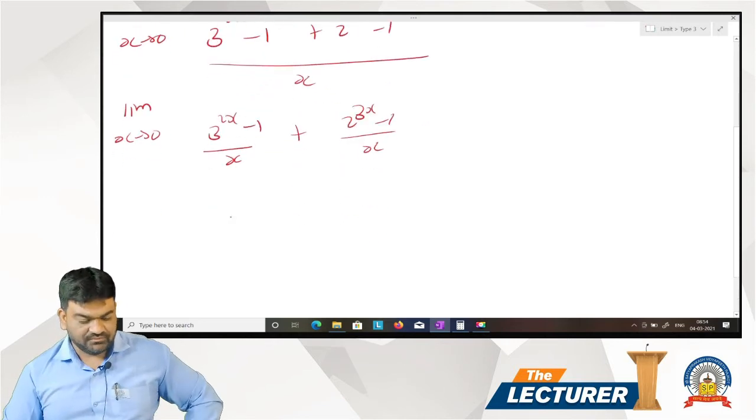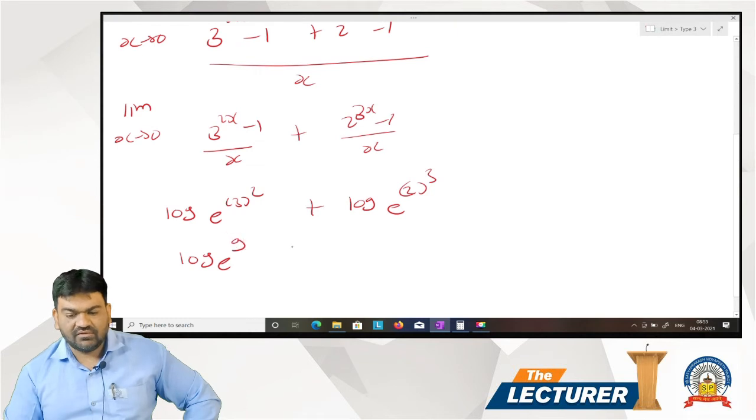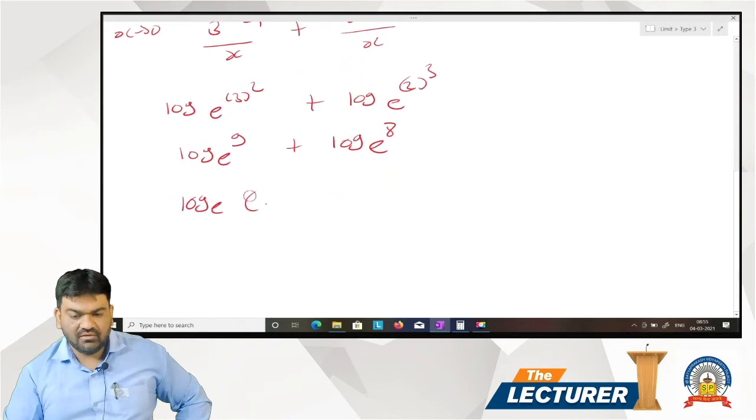Take limit. Log e 3 raised to 2 plus log e 2 raised to 3. So log e 3 raised to 2, that means 9. Log e 2 raised to 3 means 8. Here addition is given, so take log common, 9 multiplied by 8. When there is multiplication, addition happens in logs. Log e 72.